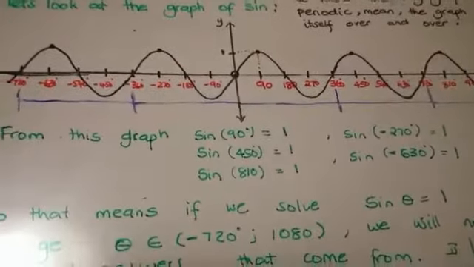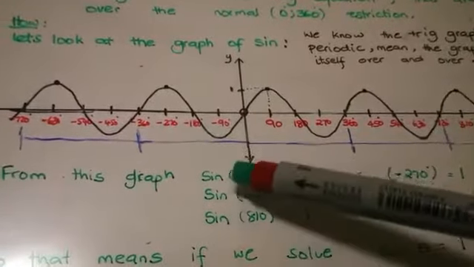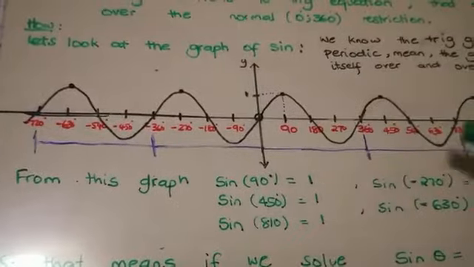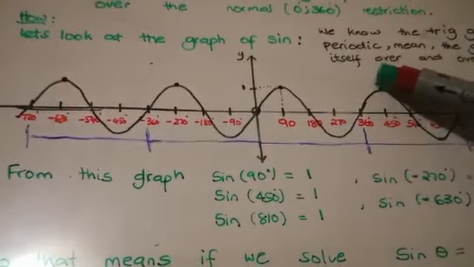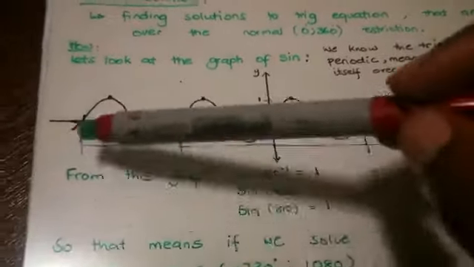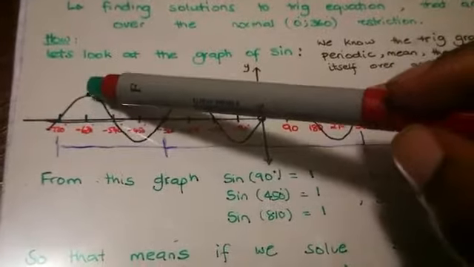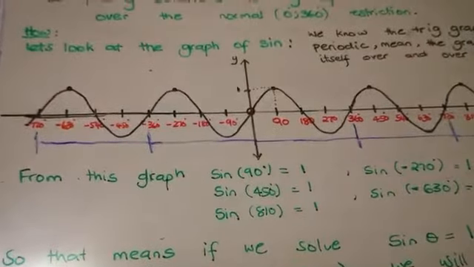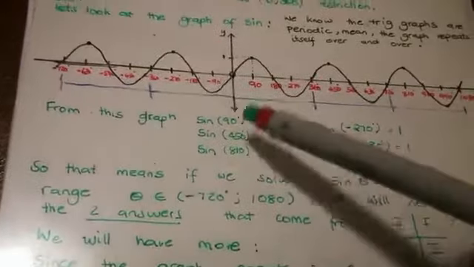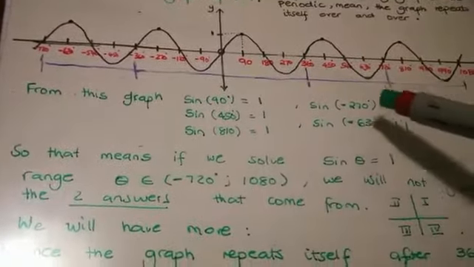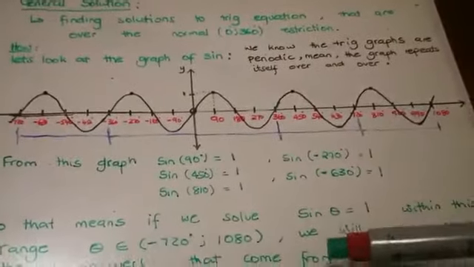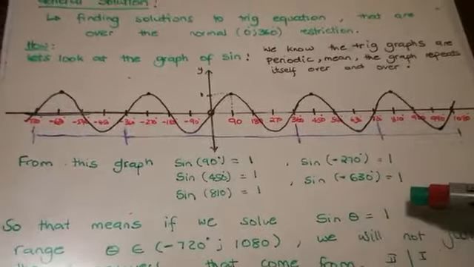So what does that mean? Sine 90 is equal to 1. You will notice that sine 450 is also equal to 1, as well as sine 810, and sine negative 630 is equal to 1. You can even put this in your calculator to check, and it will give you 1. So these values, 90, 450, 810, and negative 630, are solutions to sine theta equals 1.